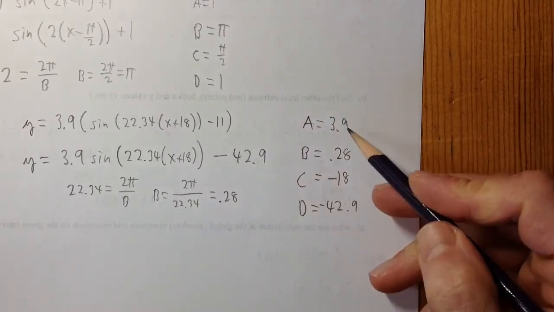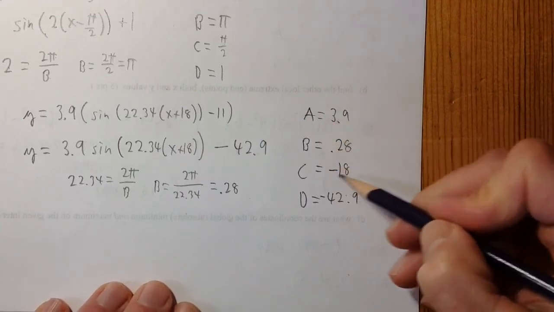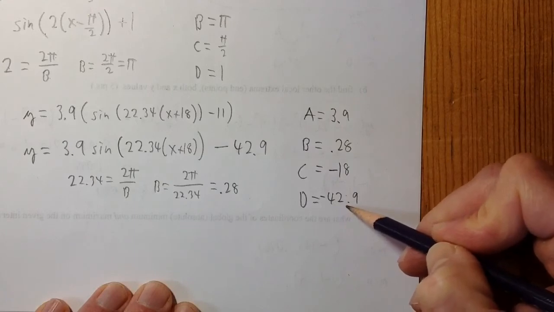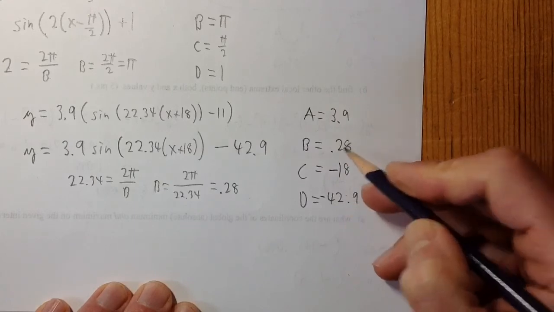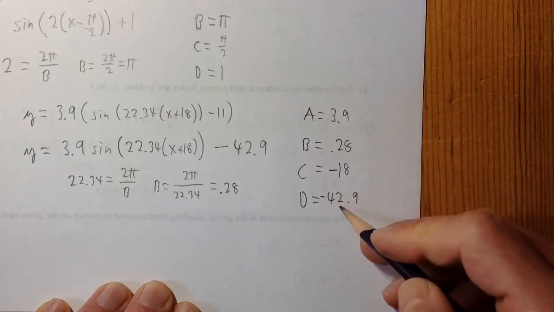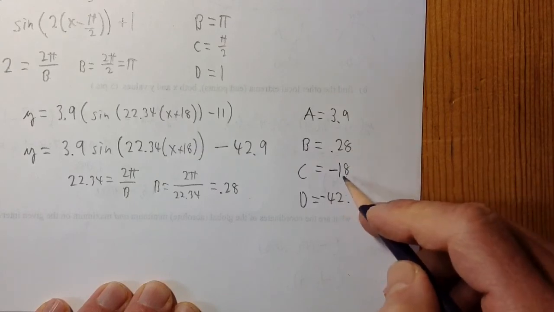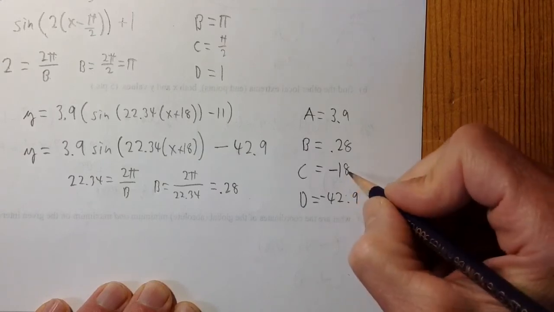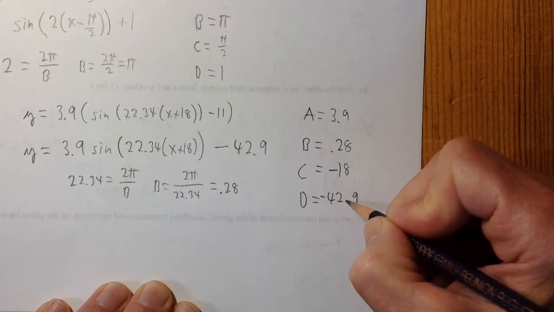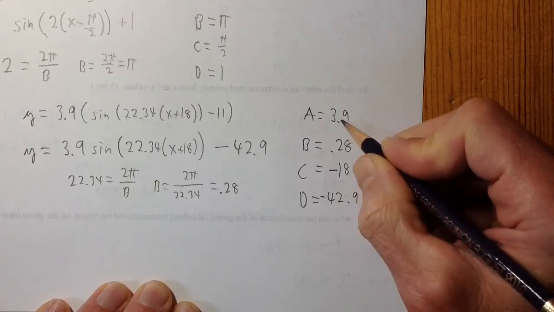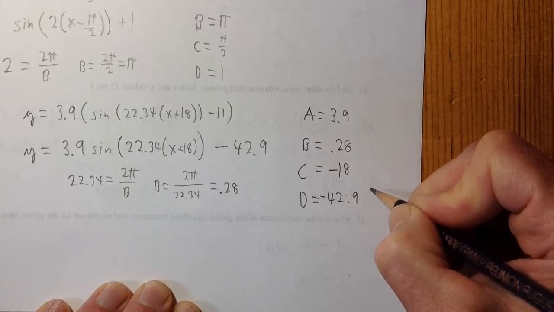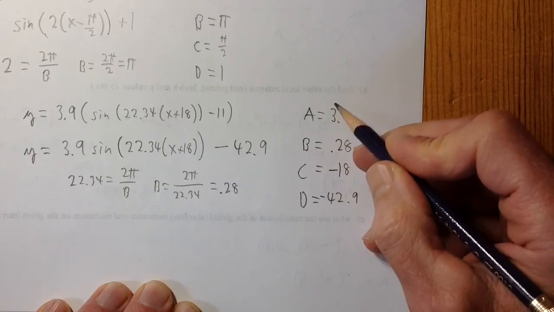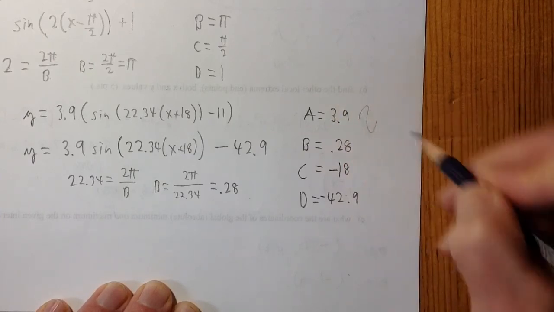So if we were to graph this, it'd be pretty easy. It starts off at negative 42.9, and it starts to the right. It doesn't start at 0. It starts at negative 42.9 at negative 18. Our phase shift doesn't start at 0, it starts at negative 18. So you'd go to negative 18, put a dot at negative 42.9, and then it goes up 3.9, and then down 3.9. It makes a full cycle every 0.28. So by 0.28, it's gone up and down and back here again.